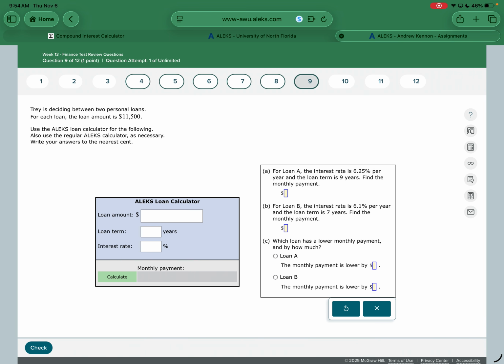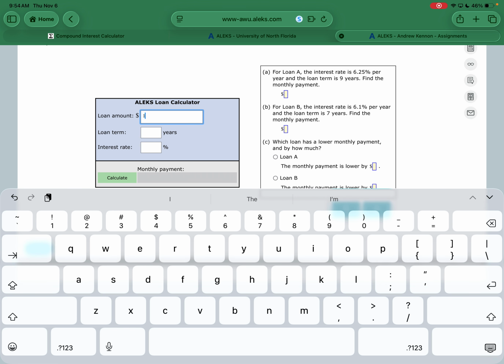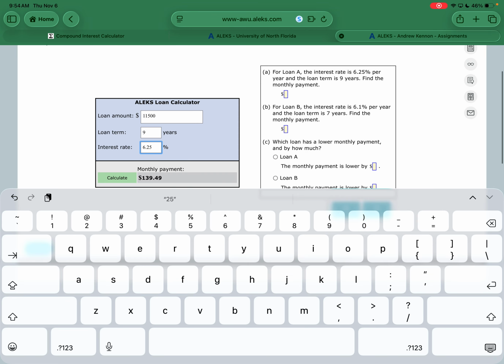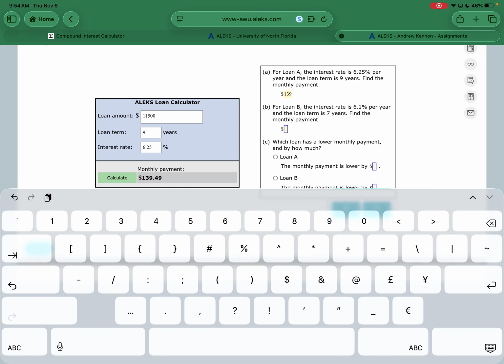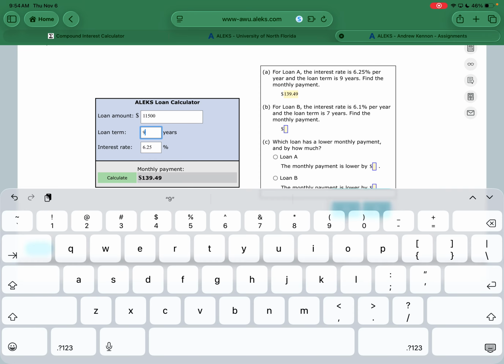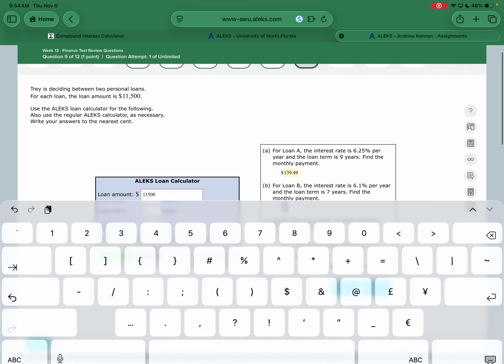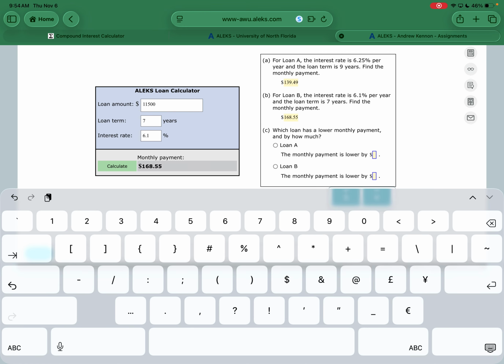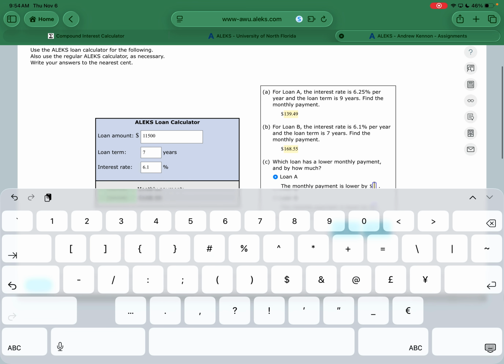should be easy. These are the ones that have the loan calculator in it. So hopefully you can get these right. But 11,500. So comparing 2 loans, for A, the interest rate is 6.25 for 9 years. So we calculate the monthly payment is $139.49. For loan B, it is for 7 years at 6.1% interest. And the monthly payment is $168.55. Okay. So loan A is going to be lower because it is a 9-year loan, and loan B is only a 7-year loan.